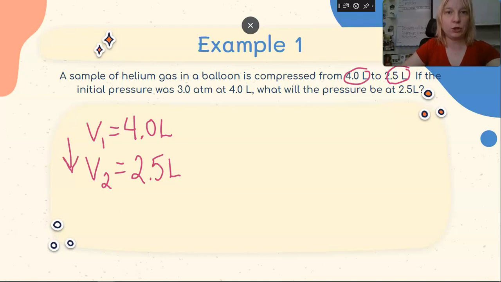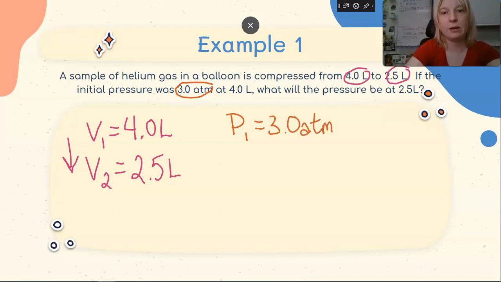Now I'm going to switch to orange for pressure. And I only see one pressure unit, which is atmospheres. So this is my only pressure. So P1, because it is connected to the 4.0 liters, is 3.0 atm. And P2 is my unknown.